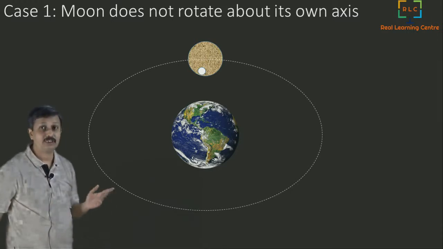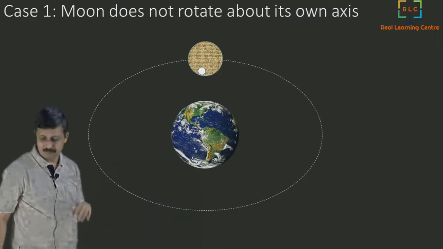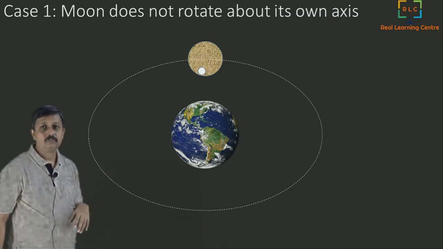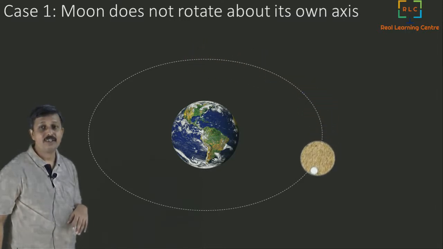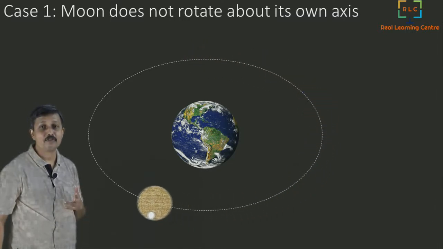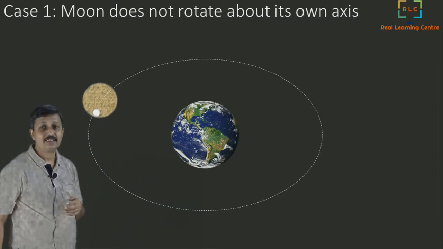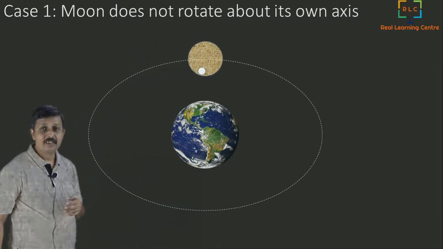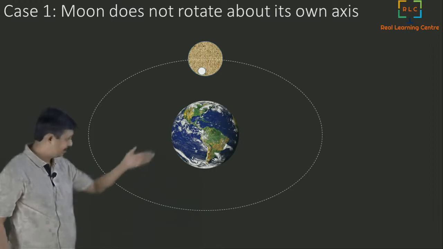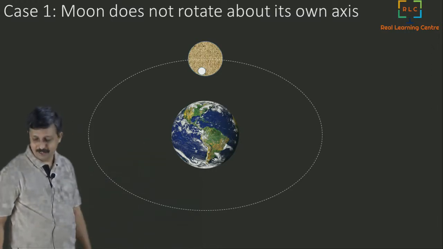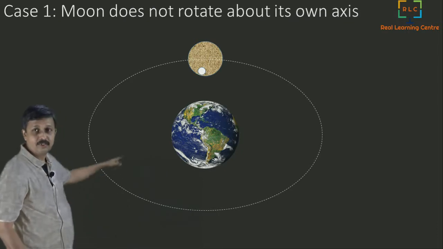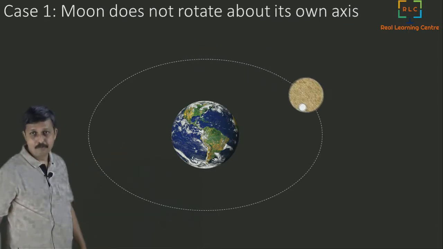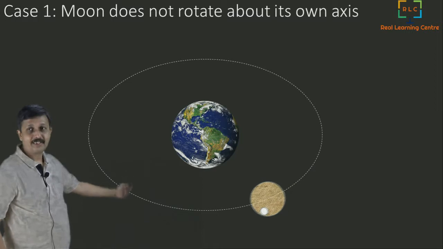So let's see what happens when it goes around without rotating itself. Keep watching here, but when it comes down here, now you are already seeing the other side of the Moon. Do you see that? When it is going below, on this side, you are able to see the back side of the Moon there.